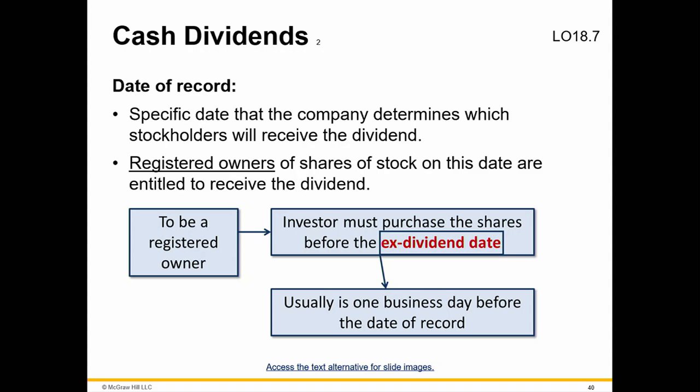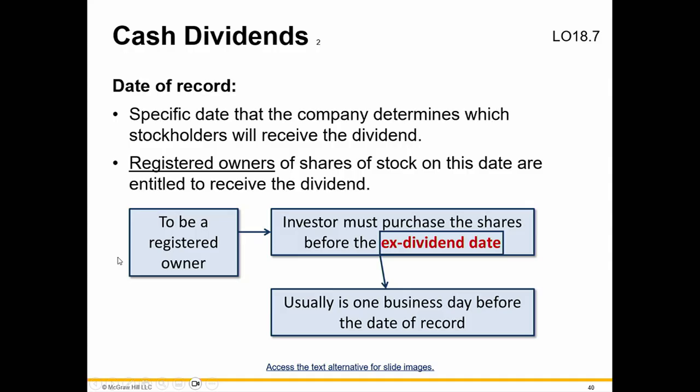So if you bought the shares of stock on the date of record, you're probably not going to get the dividend. You have to have owned the stock for one business day prior to that, and that's what we call the ex-dividend date. So there are two dates you got to pay attention to. These dates don't require any kind of journal entries. They're really just identifying who gets the dividend.